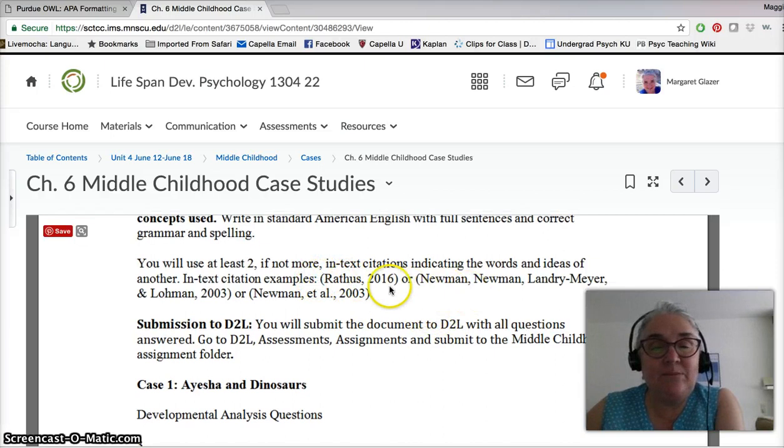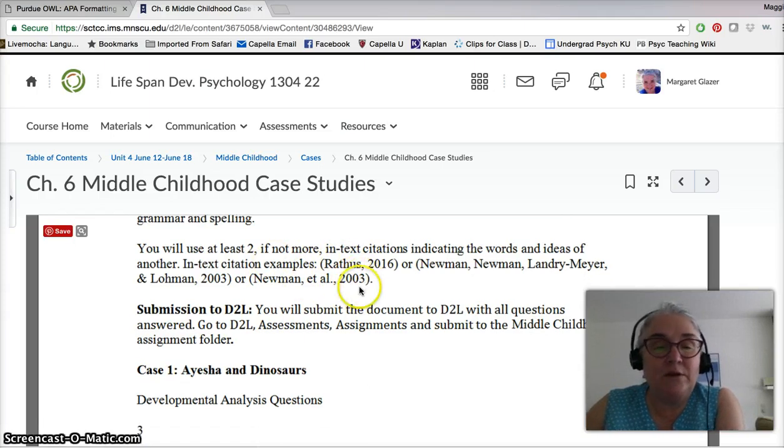You should have a few in-text citations. Here is an example of that. Rathus 2016 is the HDEV book, and then of course Newman, Landry, Meyer, and Lohman 2003, or just Newman et al., which means everyone else, 2003, is the blue case study book. So you can cite those or other sources that you have, but generally you find most of your information for your cases in the Rathus book.